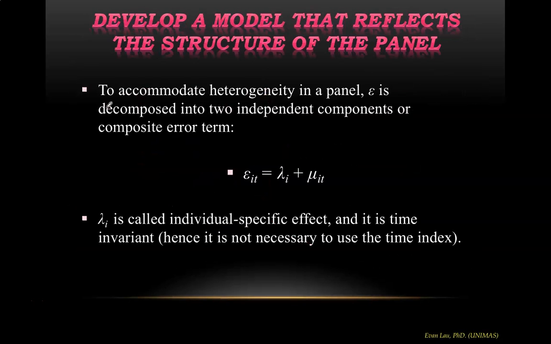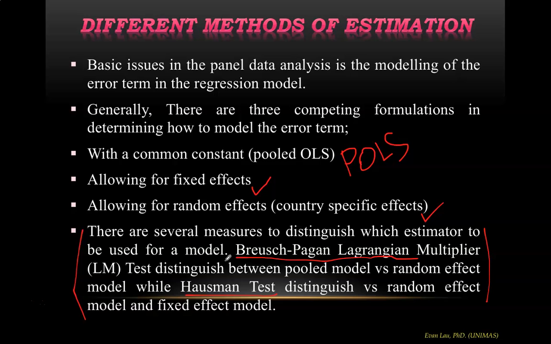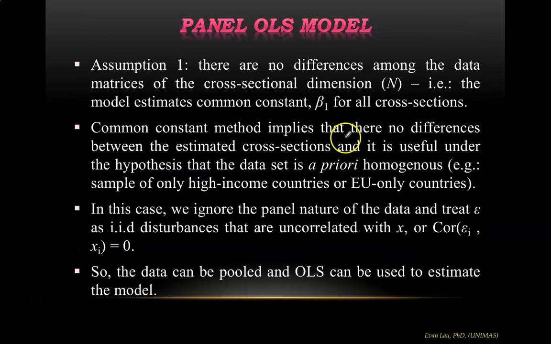All right. To accommodate the heterogeneity in the panel, the error term is decomposed into two independent components of the composite error term. One is called the individual specific effect and is time invariant, hence it's not necessary to use the time index. The other is where the fixed effect and random effect come into the picture. Here the assumption of the three models which we're going to estimate in the second part of this video is that the pooled OLS assumes no difference among the data matrices of the cross-section dimension, meaning there is a common constant over the cross-section. There's no difference between estimated cross-sections, useful under the hypothesis where it's homogeneous, right?